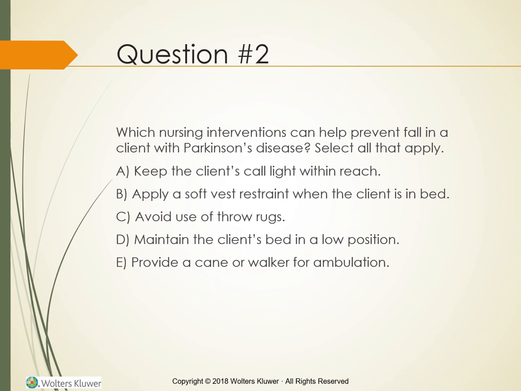Question: which nursing interventions can help prevent falls in a client with Parkinson's disease? Select all that apply. Keep the client's call light within reach. Apply a soft vest restraint when the client is in bed. Avoid the use of throw rugs. Maintain the client's bed in a low position. Provide a cane or walker for ambulation.